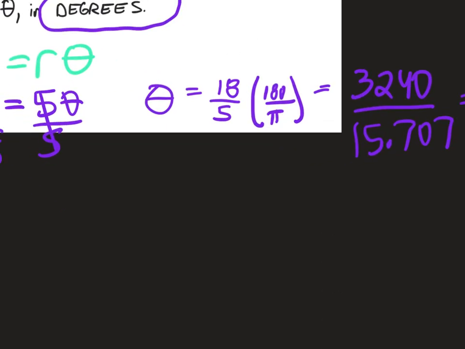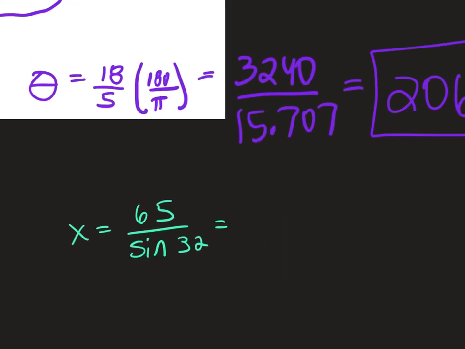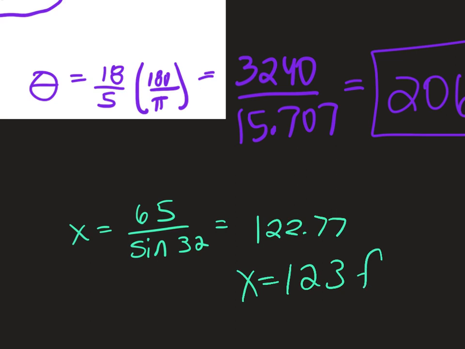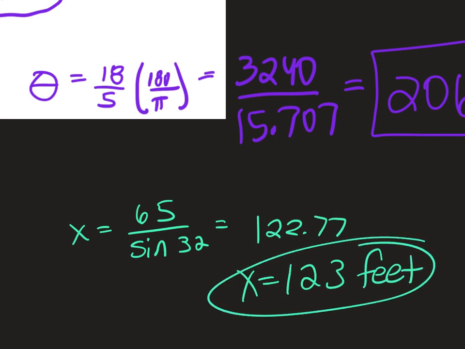Guys, I just want to make one change on that problem. That was the ladder question. And we were finding that x equals 65 divided by sine of 32. Your answer should be 122, I think 0.77. So the ladder should be about 123 feet long. So make sure you guys see that.